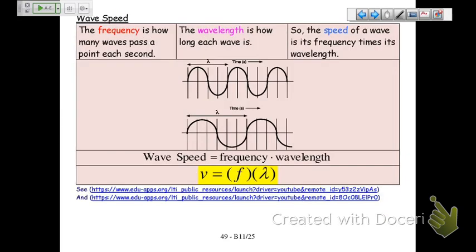Okay, so we have waves. Let's look at wave speed. Think of your frequency as being, we call it cadence. It's your frequency of steps. And think of your wavelength as being how big your steps are. Your speed is basically a combination of those two.